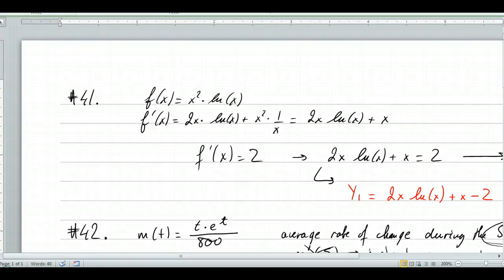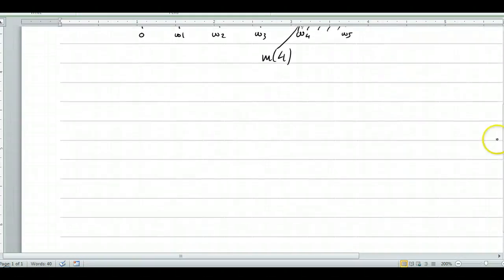43. Question 43. F is a differentiable function defined for all real numbers. The table below gives the value of f of x and its derivative f prime of x for all selected values. Which of the following statements are true about f?